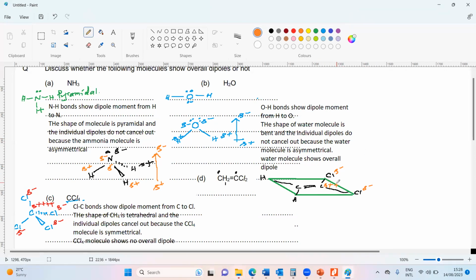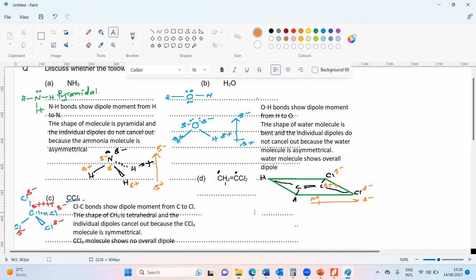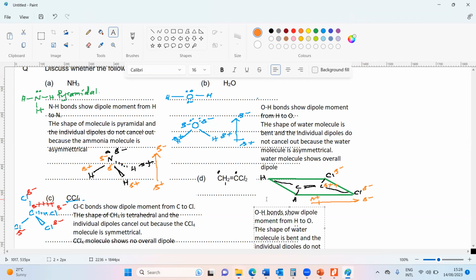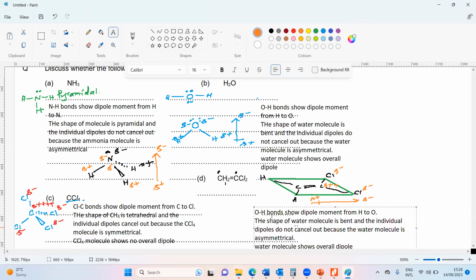So if you think about this molecule towards the chlorine atoms, the two chlorine atoms, there's an overall dipole, delta negative, delta positive. So the molecule is asymmetrical. It shows an overall dipole. The explanation is this. This time it's not OH. We are talking about carbon chlorine. You can copy down this. Carbon chlorine bonds show dipole moment from carbon to chlorine.